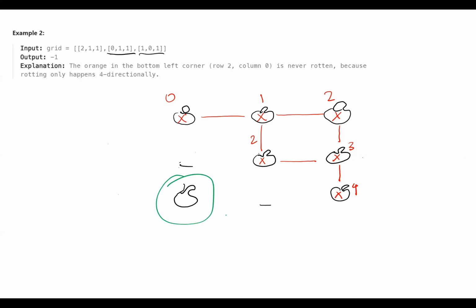That means after we run our BFS, we have to scan the whole grid to see if there are still fresh oranges. If there are fresh oranges, then we have to return -1.